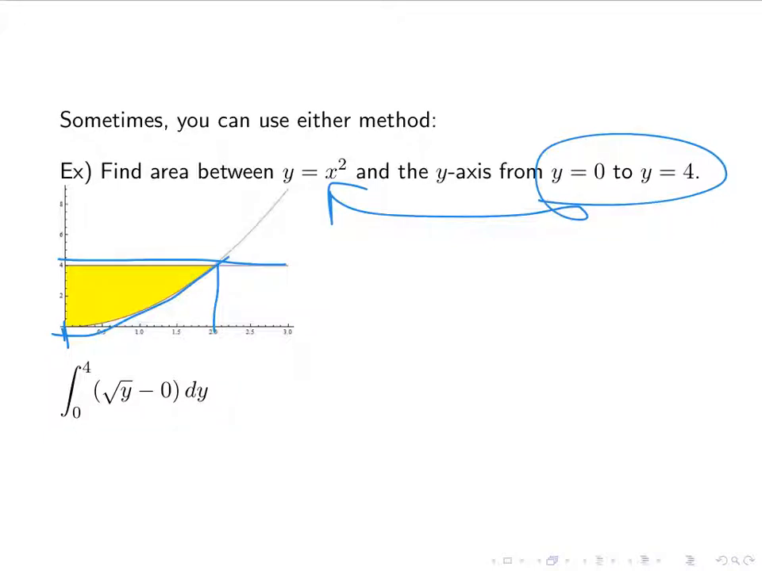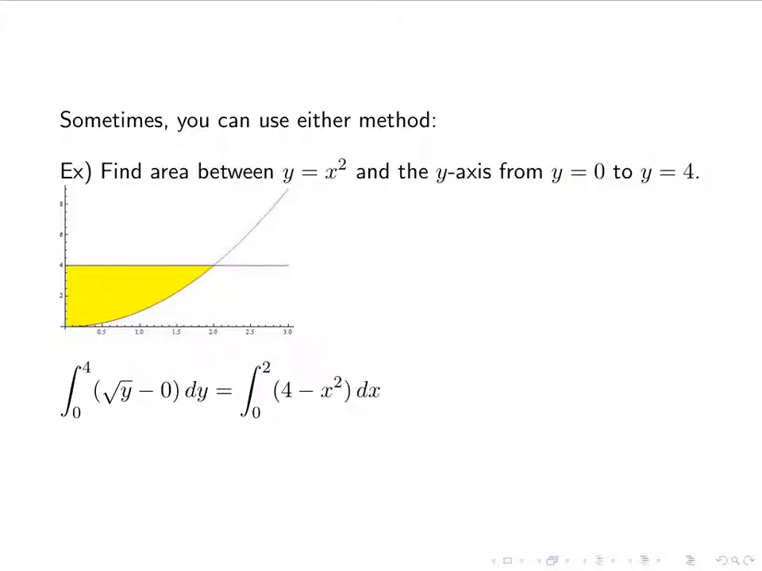So if y is 0, then x must be 0. And if y is 4, then x is either 2 or negative 2. But again, clearly I want the positive 2. So I could also do the integral from 0 to 2 of, again, the top minus bottom, 4 minus x squared dx. Either case, you're going to get the same answer. So again, I want you to pause it and actually do out both integrations and make sure you get the same answer. You should be getting 16 over 3.